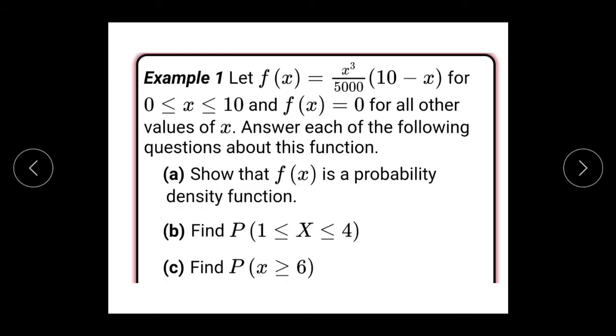So, let's solve some examples. Let f of x be equal to x cubed over 5,000, quantity 10 minus x, for x greater than or equal to 0 and x less than or equal to 10, and f of x is equal to 0 for all other values of x. Answer each of the following questions about this function. A. Show that f of x is a probability density function. B. Find the probability that x is greater than or equal to 1 and x is less than or equal to 4. C. Find the probability that x is greater than or equal to 6.